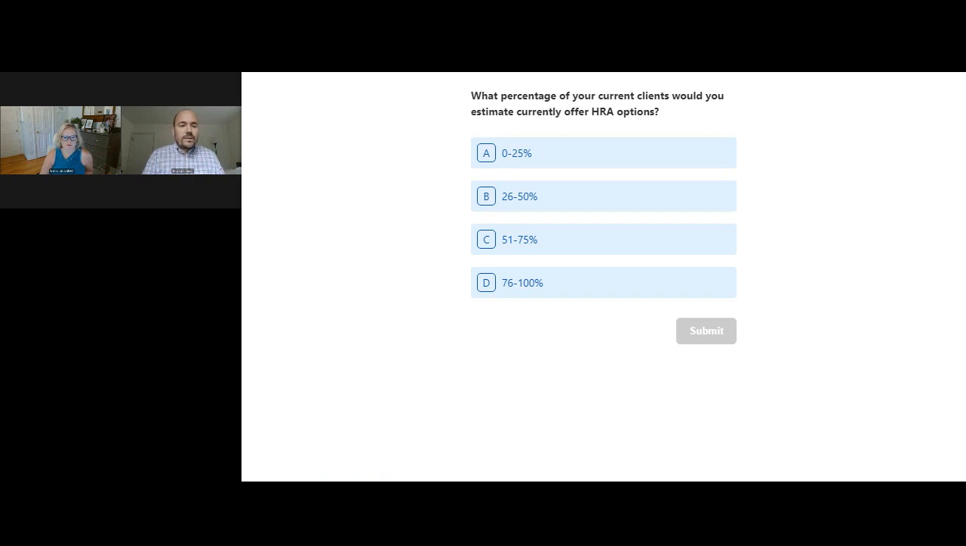The reason I think this is always an interesting question, and it would be cool if eventually we can have a map of the country and see how these results vary from state to state and region to region. But what I've noticed, at least with our sales team, is that in some parts of the country, like the Northeast, HRAs are extremely popular. I would say, in the Northeast, a lot of times you're looking at B, C, and D for the percentage of clients that offer HRAs.